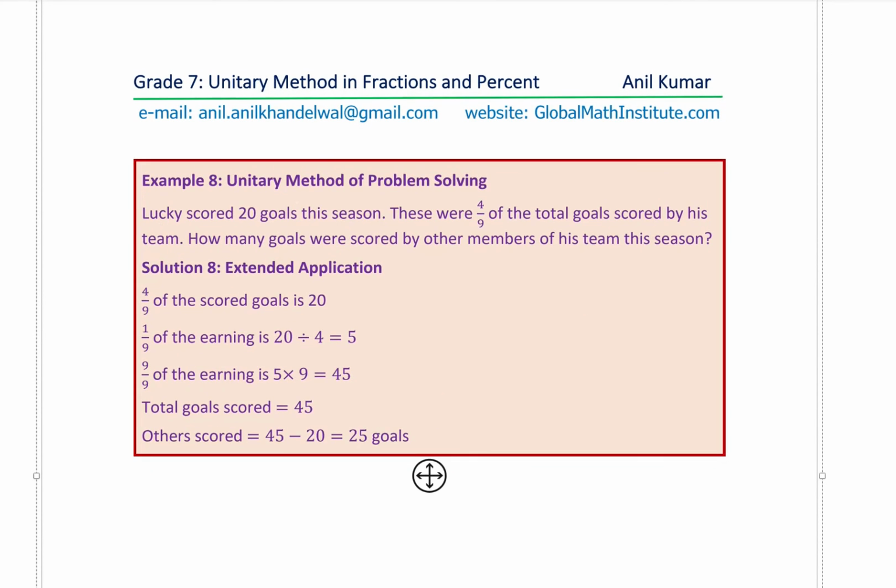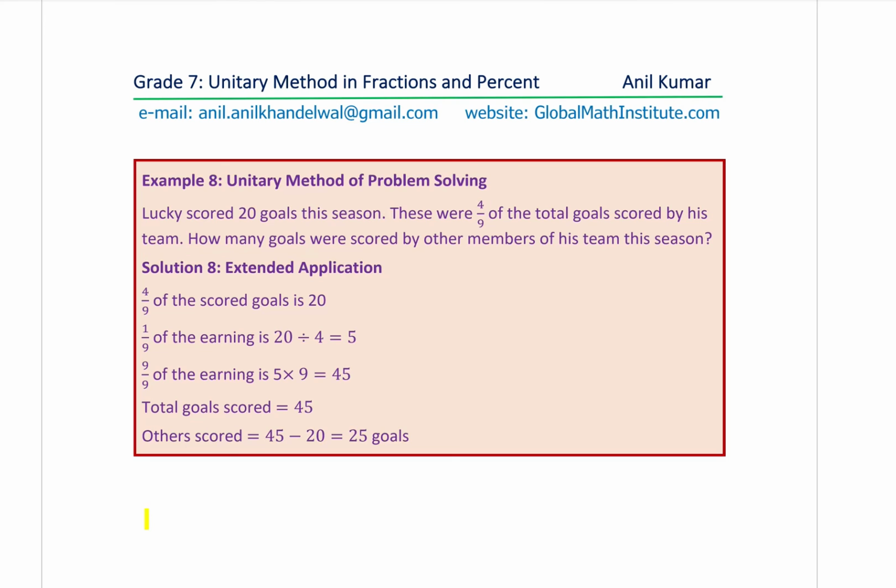Now, here is question number 8. We are now moving on to slightly more difficult questions. The question here is, Lucky scored 20 goals this season. These were 4/9 of the total goals scored by his team. So 20 is 4/9 of the goals, correct? How many goals were scored by other members of his team this season?